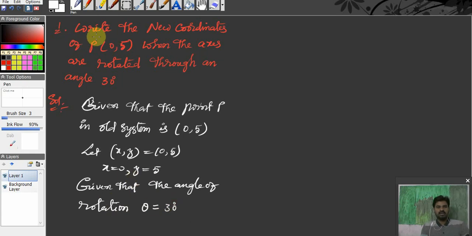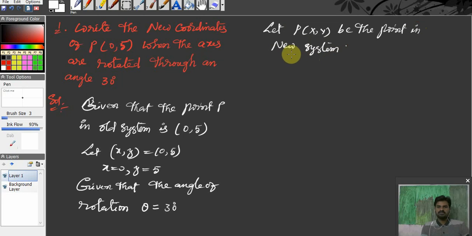Now what are we going to find out here? The new coordinates of the point P. How do we take the new coordinates of the point P? By capital X and capital Y. Let P(capital X, capital Y) be the point in the new system. When this is taken in the new system, you have to observe whether it is translation of axis or rotation of axis. Here the angle is given. That's why this is a problem on rotation of axis.